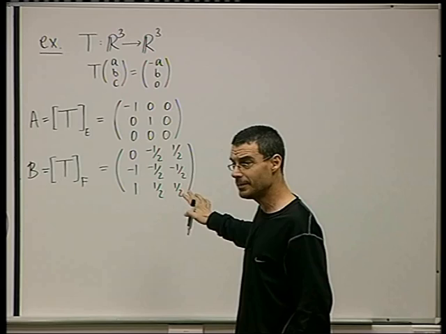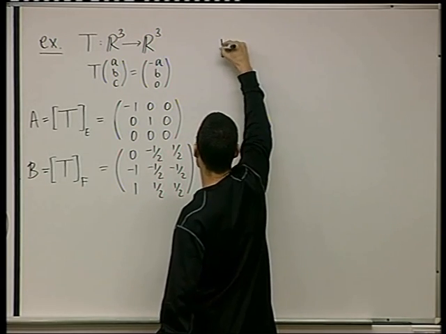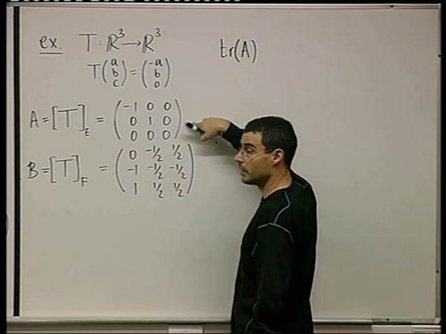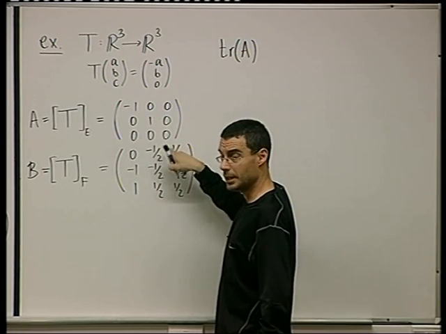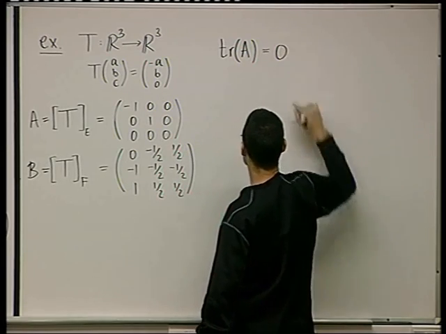Okay, so everybody good? Okay, so let's calculate some stuff. So what is, for example, the trace of A? A is this matrix. Oh, 0. Sum of the diagonal, right? Minus 1 plus 0. So the trace of A is 0.